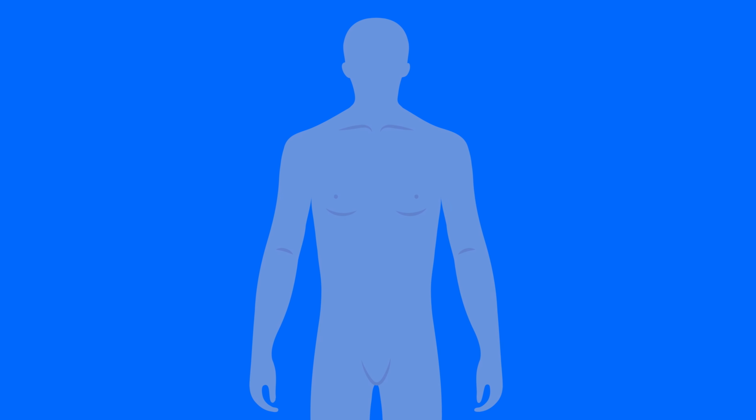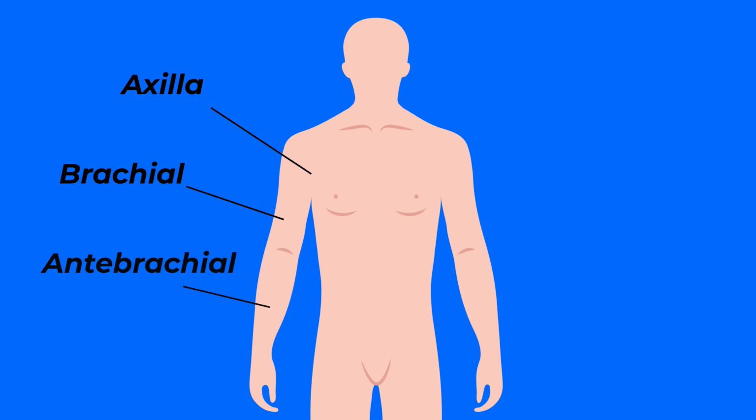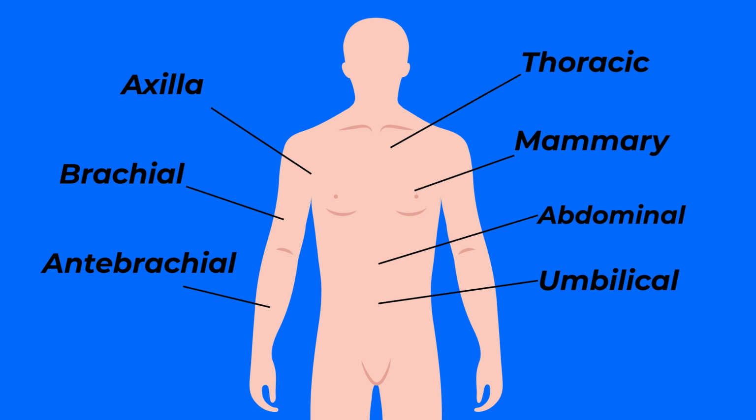Now, a ton of terms here. Looking at our torso: axilla, meaning armpit. Brachial, meaning arm. Antebrachial, meaning forearm. Thoracic, referring to the chest. Mammary, referring to the breast. Abdominal, toward the stomach. Umbilical, the belly button. And pelvis, referring to the pelvic region below the abdomen.